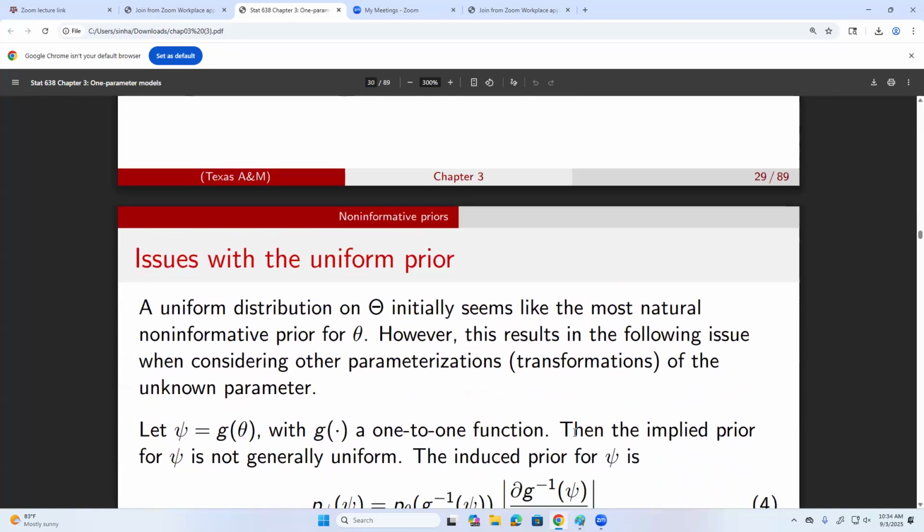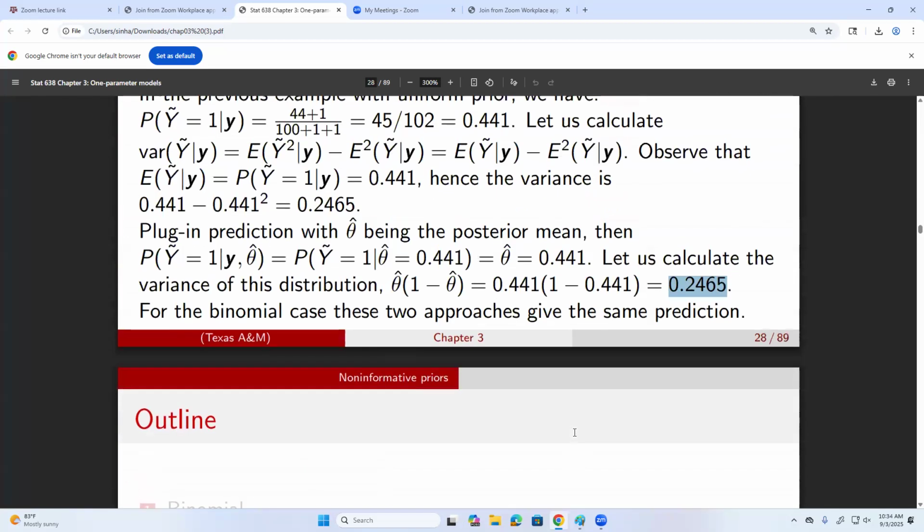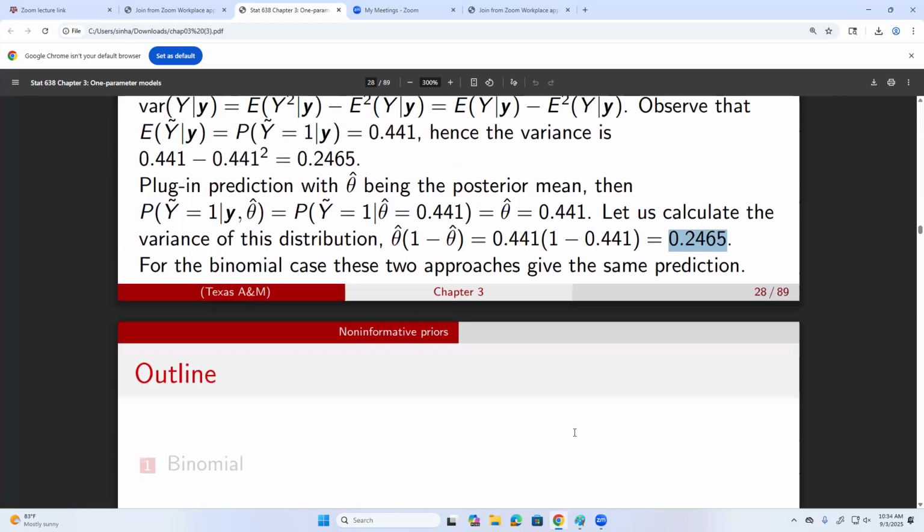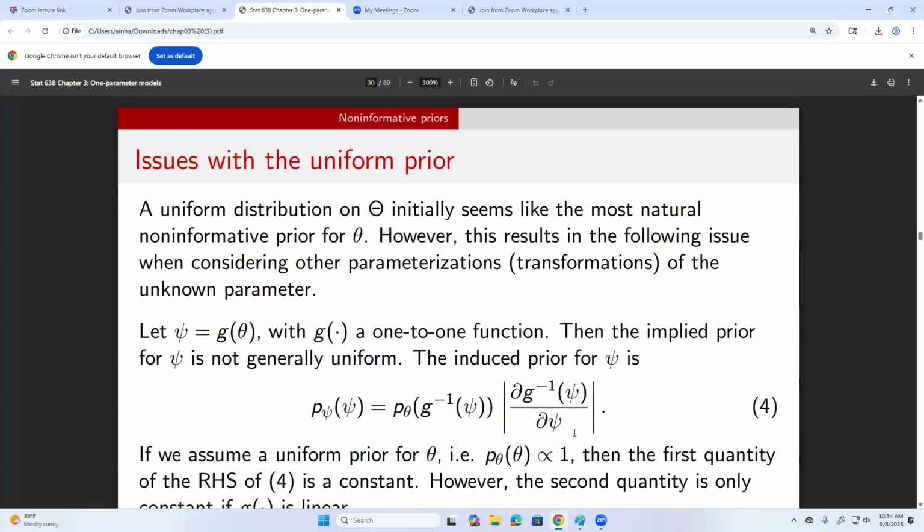Next issue is that uniform prior distribution. We used uniform prior distribution in this example, and it was non-informative, right? It was not giving any preference to a particular value of the parameter. But there are some issues. A uniform distribution on the parameter space initially seems a natural non-informative prior for theta. However, this results in the following issue when considering other parameterizations or transformation of the unknown parameter.